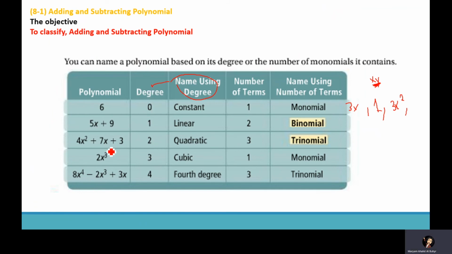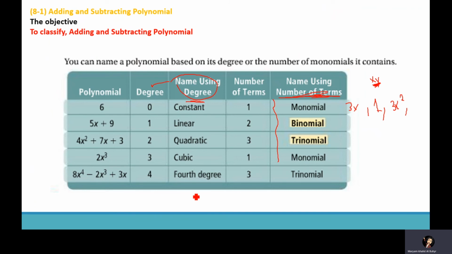If the greatest power is 2, like this, according to the degree the polynomial will be quadratic. If I have three terms, we will call it trinomial. So trinomial is 3 terms. If I have something like this, the greatest power is 3, so that is a cubic. But I will call it monomial because it's one term. So there is no relation between the number of terms names and the names of the degree of the polynomials.